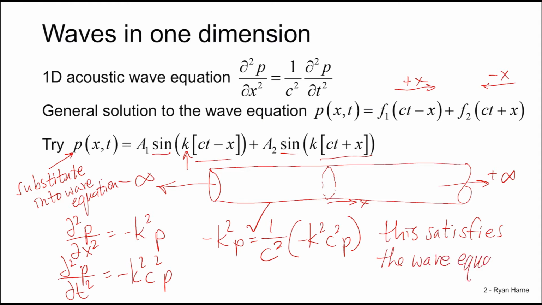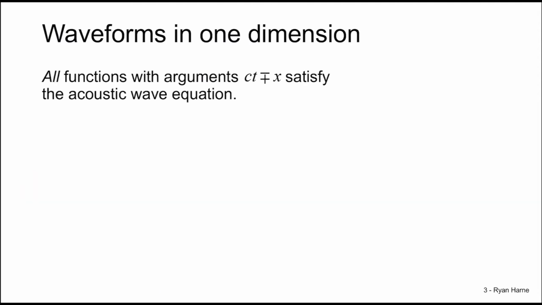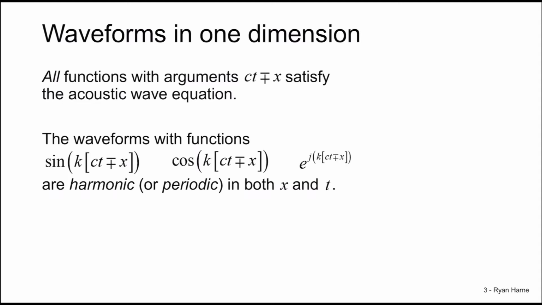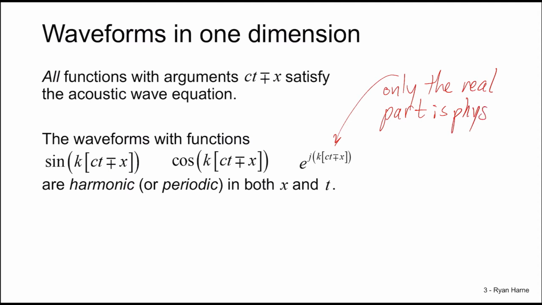What's interesting is that we can repeat this exercise. And what we'll find is that all functions that have arguments ct minus x and ct plus x satisfy the acoustic wave equation. And this means that waveforms like sine, cosine, even the complex exponential, recognizing that only the real part is the physical part, all of these functions satisfy the acoustic wave equation.